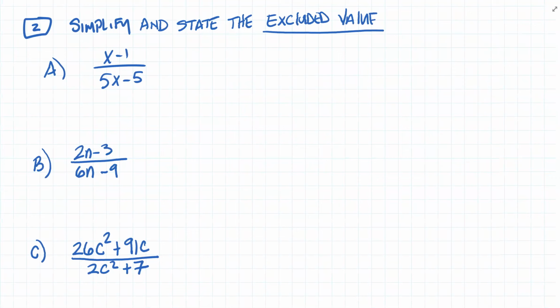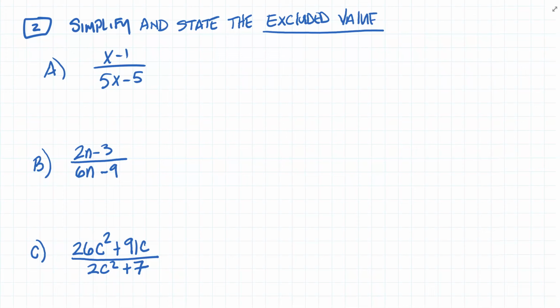Box number 2 is going to simplify and state the excluded value. Now, because we're working with a rational expression, that means that there are some values of x such that we could get a 0 in the denominator, and that is never allowed in mathematics, especially at the Algebra 1 level, so we need to exclude that. So here's what I mean. Let's take a look at example A.